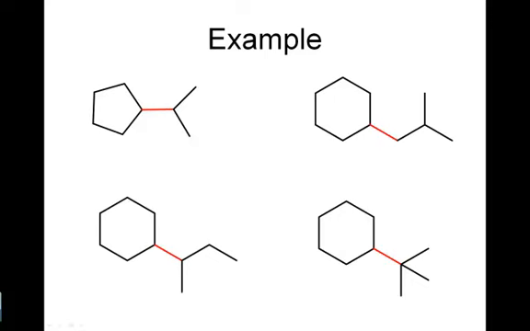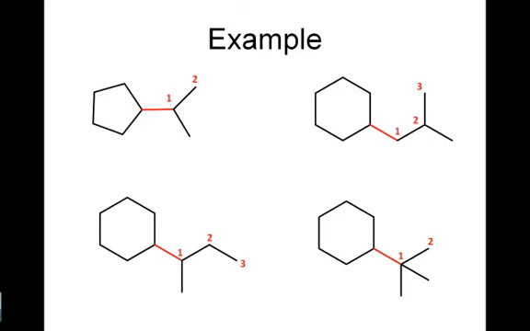What you're going to do is number the longest continuous chain of carbons in the substituent, starting from the point where the substituent is attached to the parent. The point of attachment is always number 1, and then you number from there the longest continuous chain of carbons, just like you do when you name an alkane or any other molecule. So here we have our numbers.